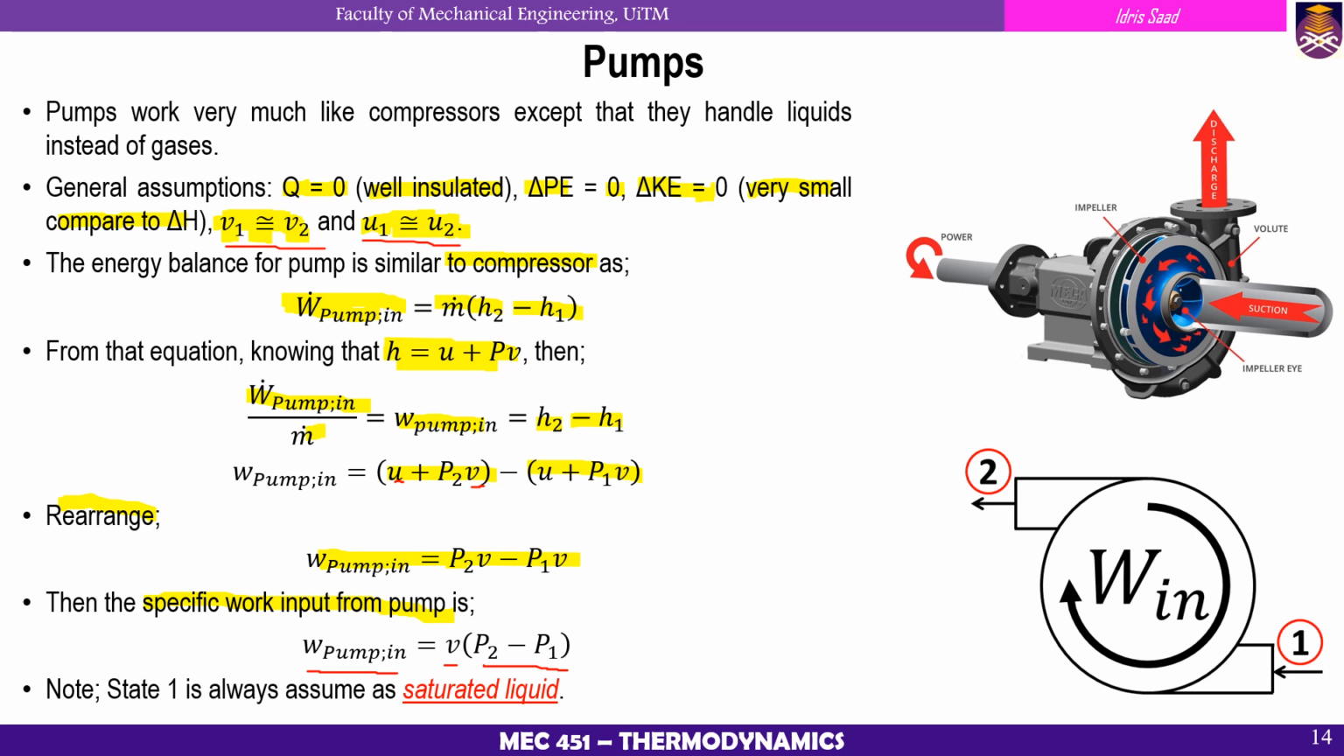Please note that for our simplification, state 1 is always assumed to be saturated liquid. So normally this value of V we take as the specific volume at saturated liquid, or V is equal to Vf at the given temperature.